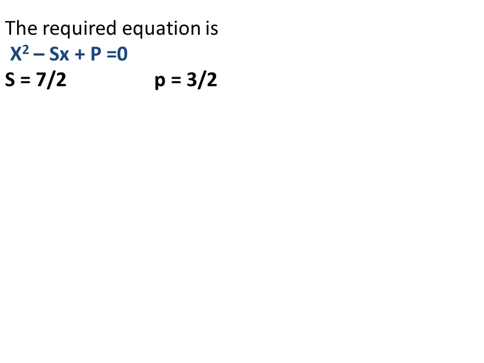As we have obtained sum equal to 7 by 2 and product equal to 3 by 2. So by putting these values in this equation, we get x square minus 7 by 2x plus 3 by 2 equal to 0, which is our required equation.